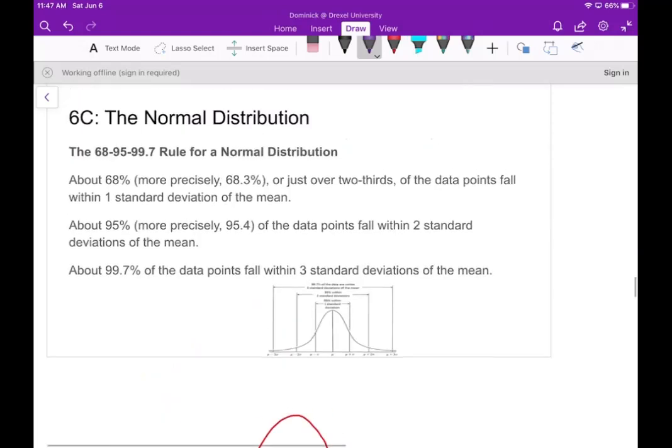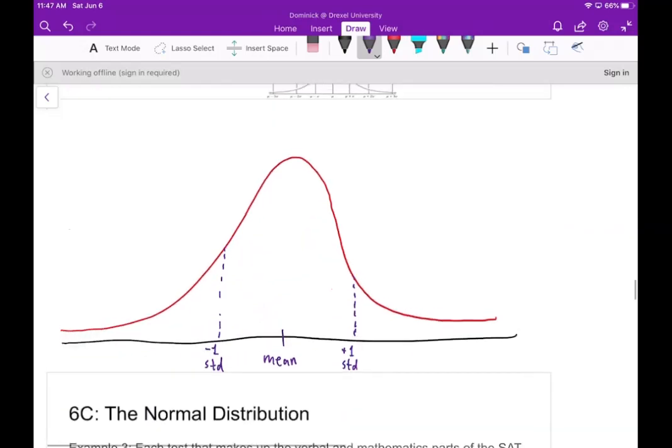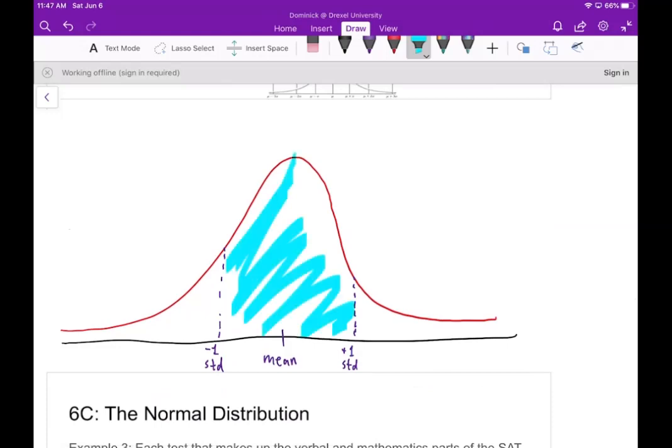Okay, now the first part of the 68, 95, 99.7 rule says that about 68% of the data points fall within 1 standard deviation of the mean. So if you look in this section, you're going to find 68% of all of your data values in there. They're going to be between 1 standard deviation below and 1 standard deviation above the mean.